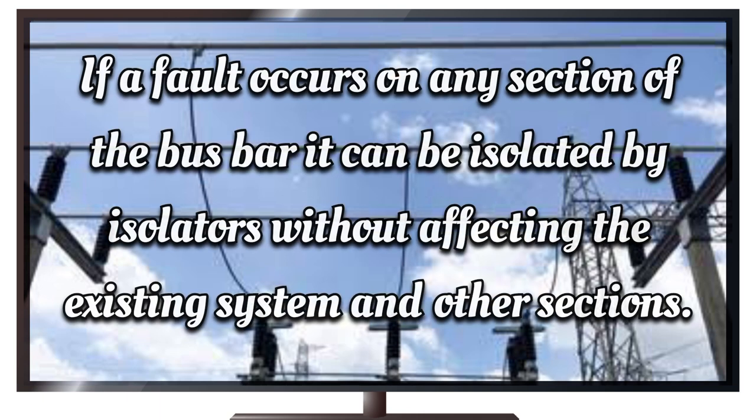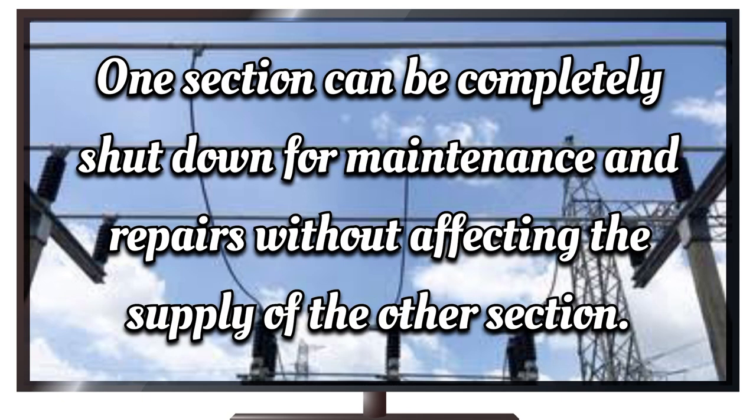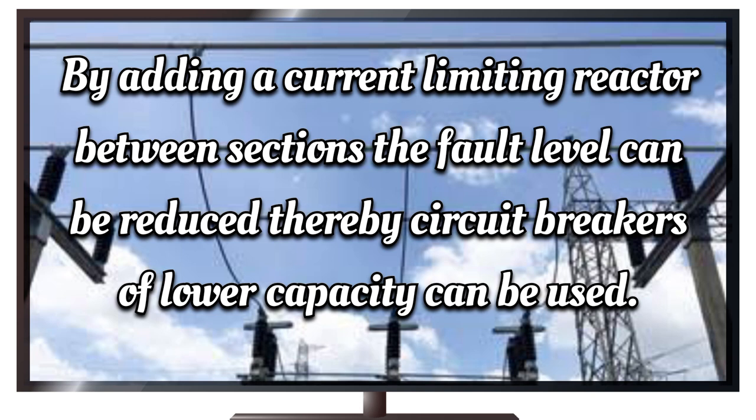Advantages: if a fault occurs on any section of the bus bar, it can be isolated by isolators without affecting the existing system and other sections. One section can be completely shut down for maintenance and repairs without affecting the supply of the other section. By adding a current limiting reactor between sections, the fault level can be reduced. Thereby, circuit breakers of lower capacity can be used.